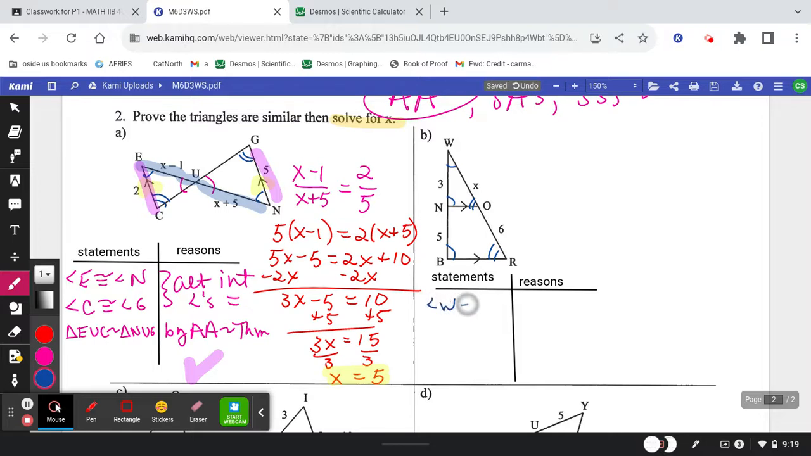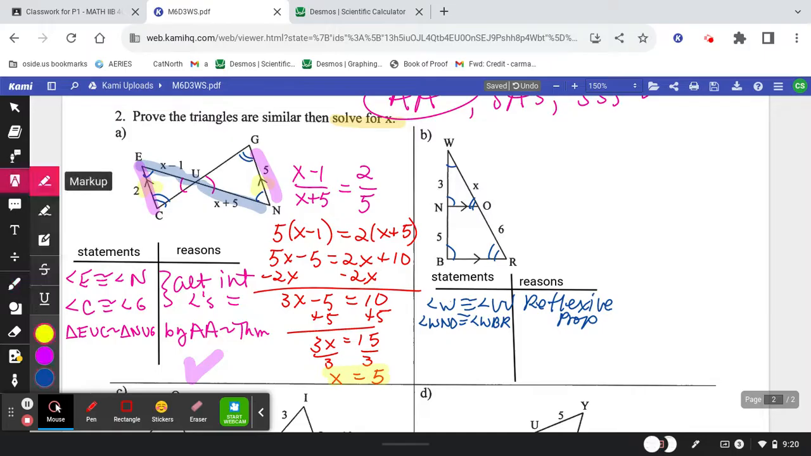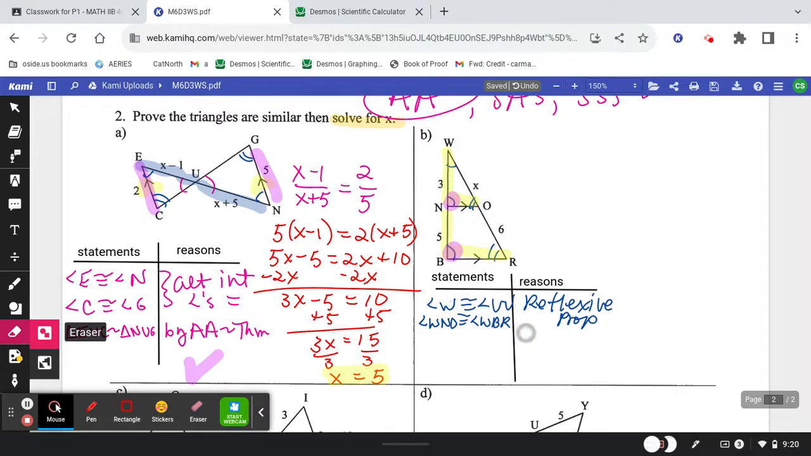I'm going to say angle W is equal to itself by the reflexive property. And then I'm going to say angle WNO is congruent to WBR. So which two angles were those? That was this angle here and this angle here in this corner. And I like to write the little parallel lines. Parallel lines tell us that corresponding angles are equal.